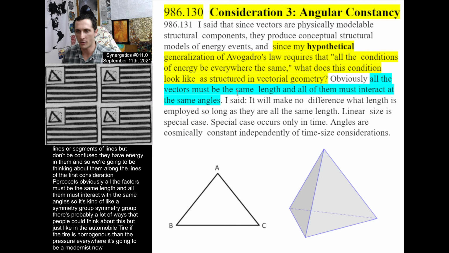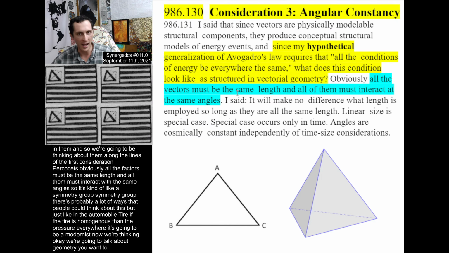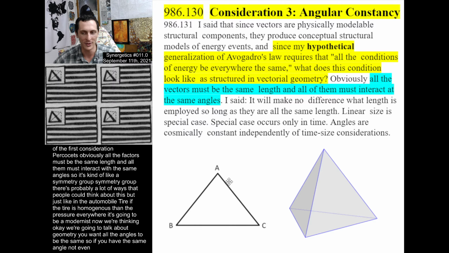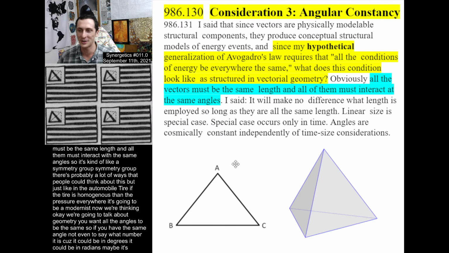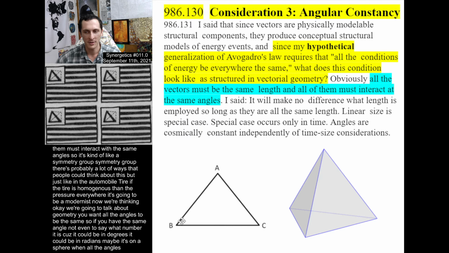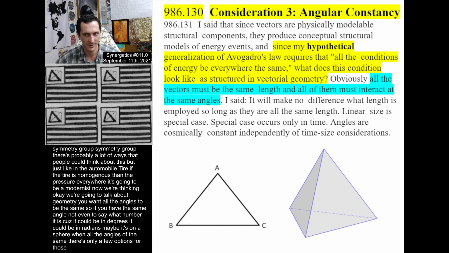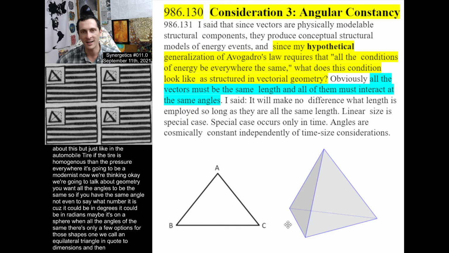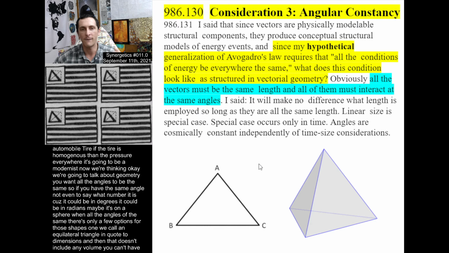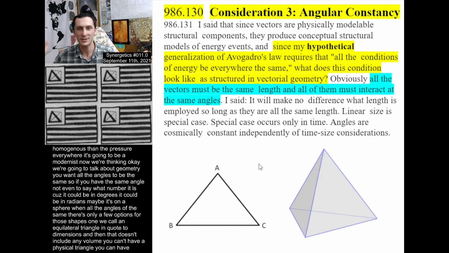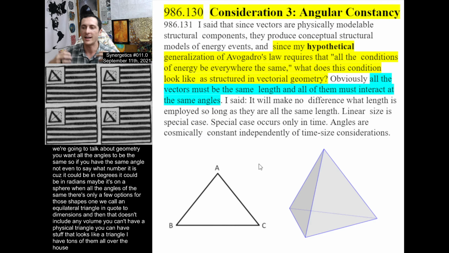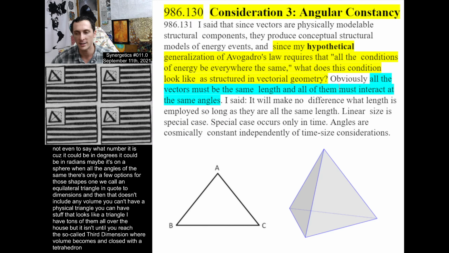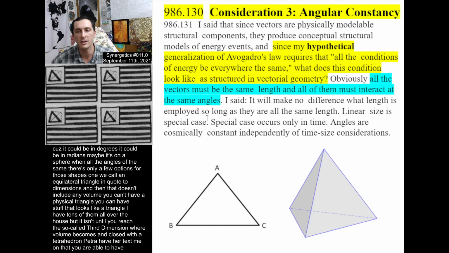Now we're thinking, okay, we're going to talk about geometry. We want all the angles to be the same. So if you have the same angle, I'm not even going to say what number it is because it could be in degrees, it could be in radians, maybe it's on a sphere. When all the angles are the same, there's only a few options for those shapes. One we call an equilateral triangle in, quote, 2 dimensions. And then that doesn't enclose any volume. You can't have a physical triangle. You can have stuff that looks like a triangle. I have tons of them all over the house, but it isn't until you reach the so-called 3rd dimension where volume becomes enclosed with a tetrahedron, tetravertexion, that you are able to have something that can truly be special case in our world.